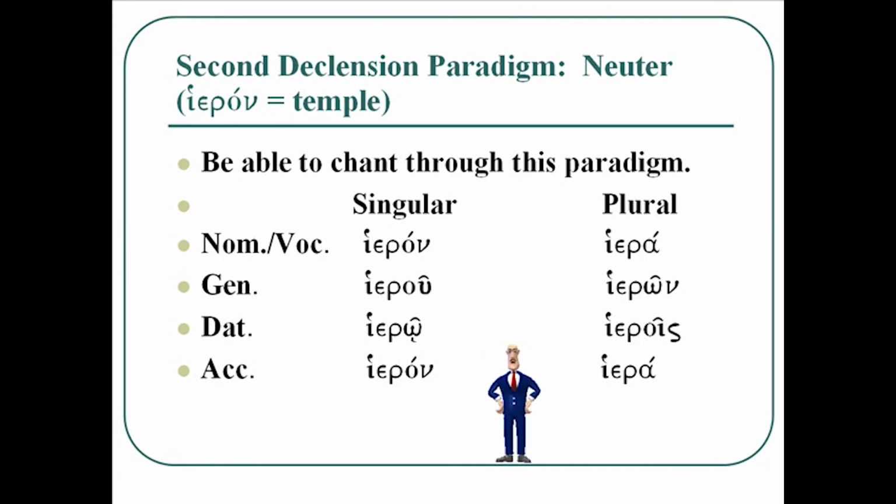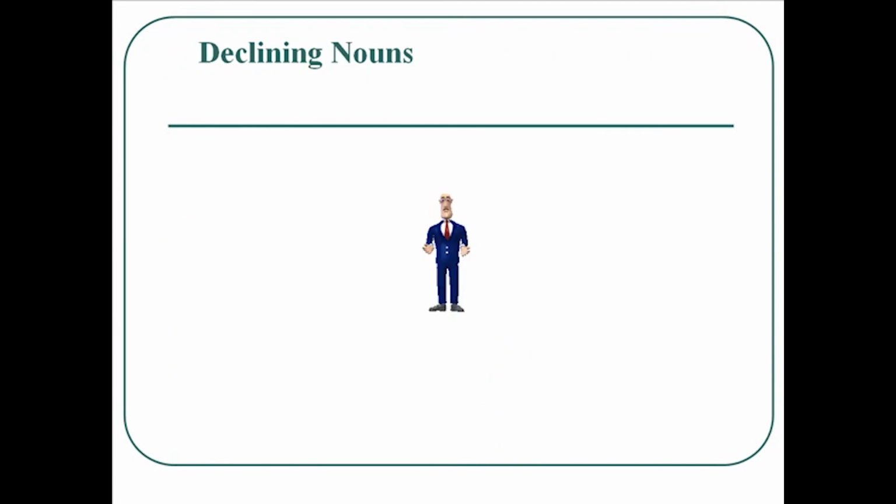Say it with me this third time. Hieron, hierou, hierō, hieron, hiera, hierōn, hierois, hiera. That's it for the second declension chant of both the masculine logos and the neuter hieron.